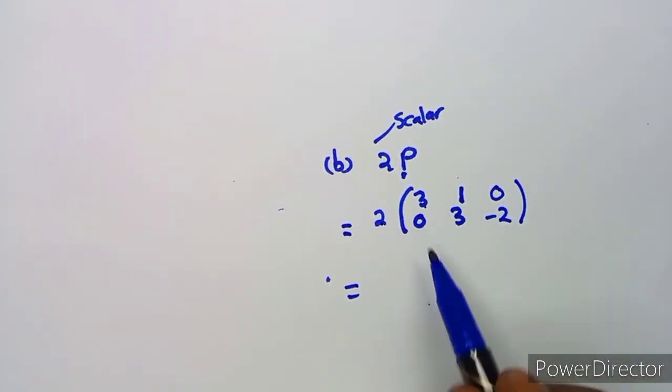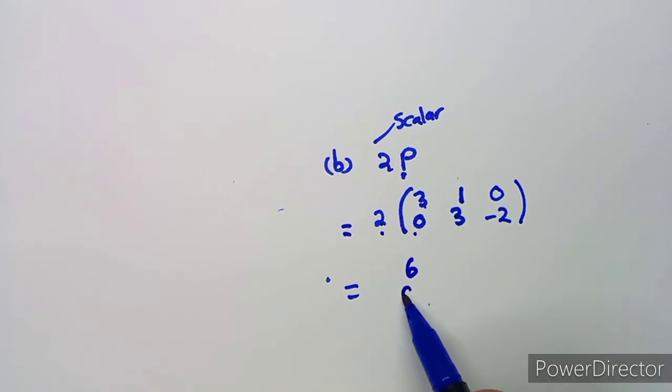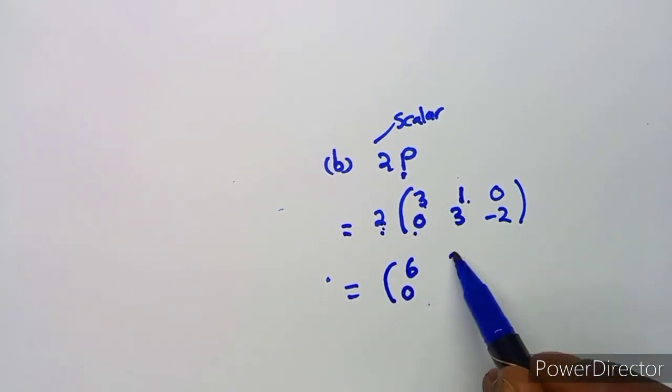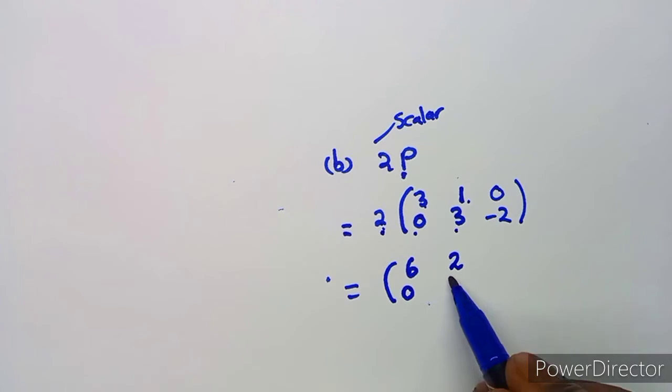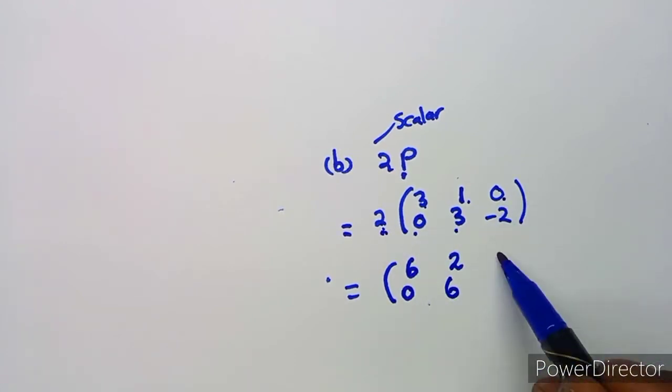That's 2 times 3, that's 6. 2 times 0, that's a 0 here. 2 times 1, that's 2. 2 times 3, that's 6. 2 times 0 here, that's a 0. 2 times minus 2, that's minus 4.